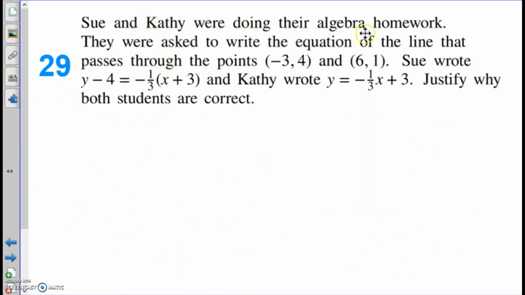Sue and Kathy were doing their algebra homework. They were asked to write the equation of the line that passes through the points -3, 4, and 6, 1. Sue wrote this, Kathy wrote that. Justify why both students are correct. So they're telling you both students are correct. You need to explain why.